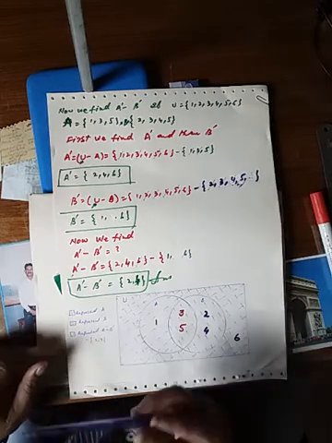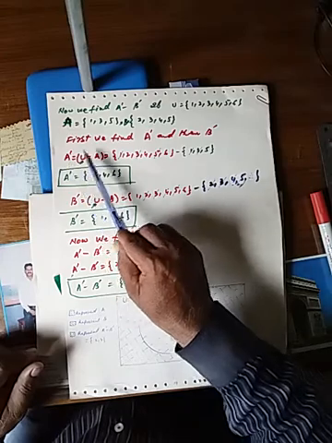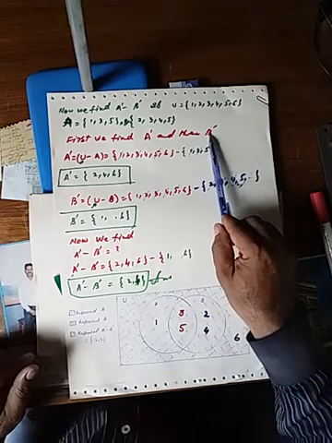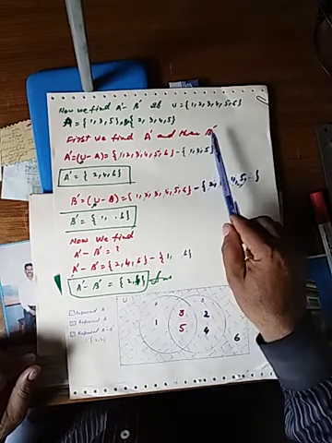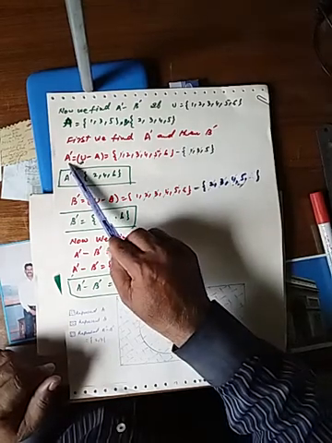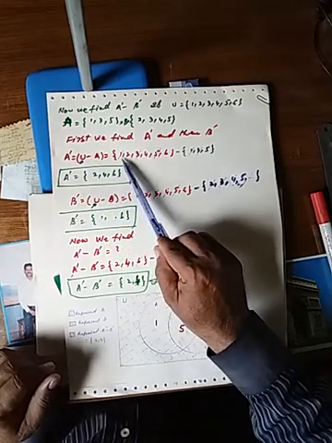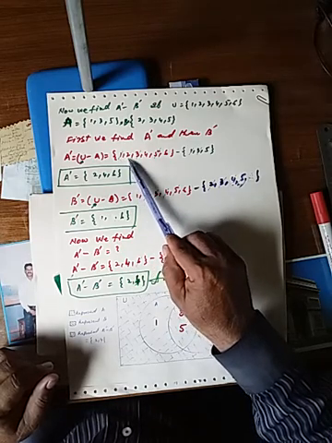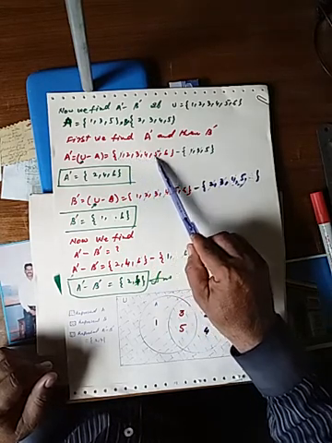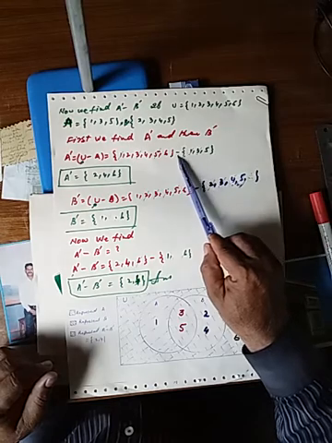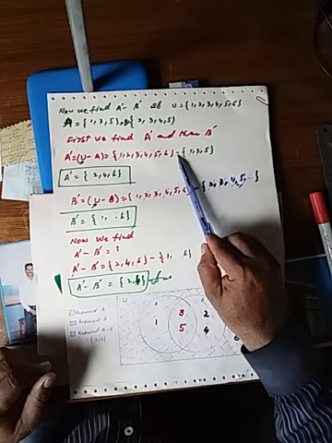Firstly we can find A complement, then we can find B complement. First of all we can find A complement. What is A complement? U minus A. Write down the elements of the universal set, that is 1, 2, 3, 4, 5, 6. Subtract the elements of set A.